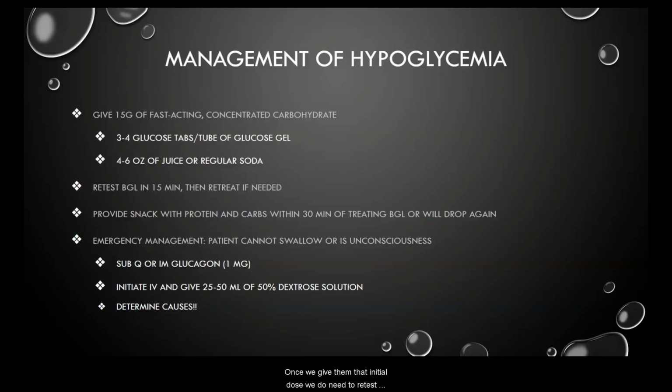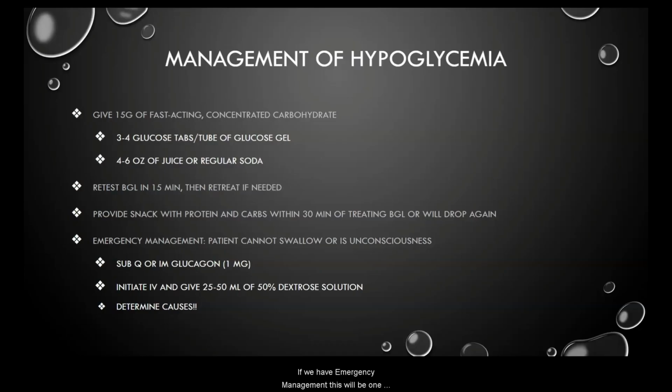Once we give them that initial dose, we do need to retest their blood sugar. Again, I'm giving an intervention. I need to evaluate if that intervention was effective or not. If it was not effective, then I need to retreat. If I do raise their blood sugar to an acceptable level, we need to give them a snack that's got both protein and carbs within 30 minutes of giving them the glucose tablets or the glucose gel, or else their blood sugar will drop again. So we'll just be right back where we started.